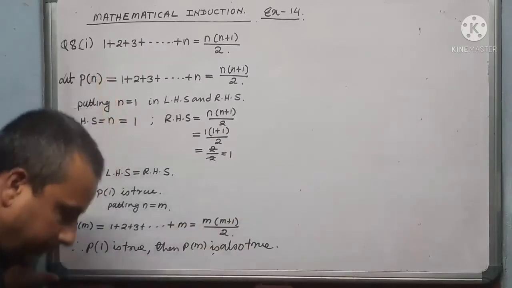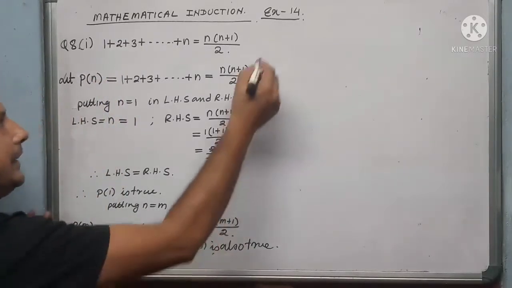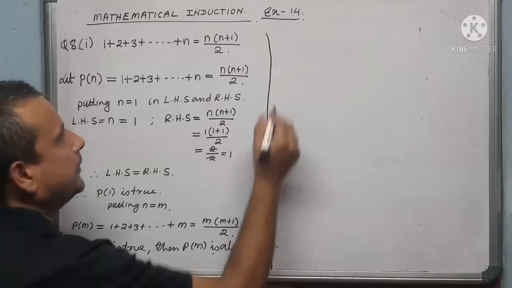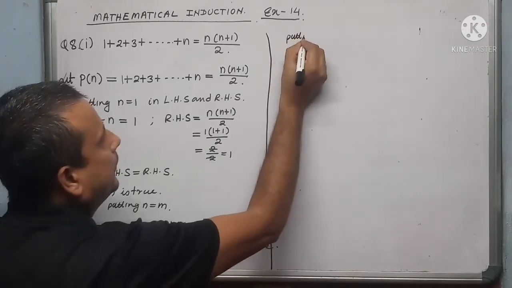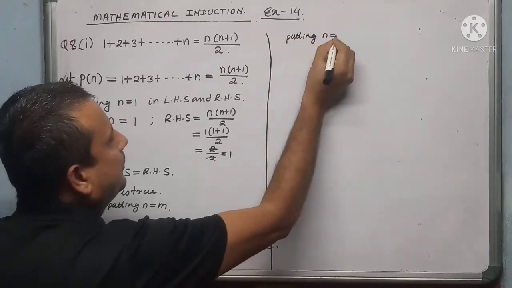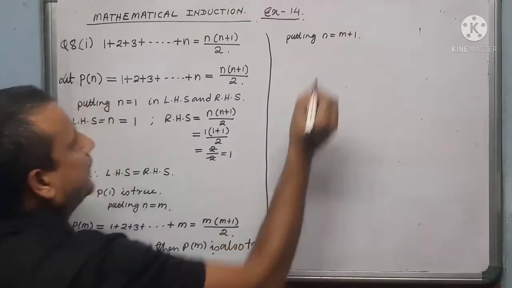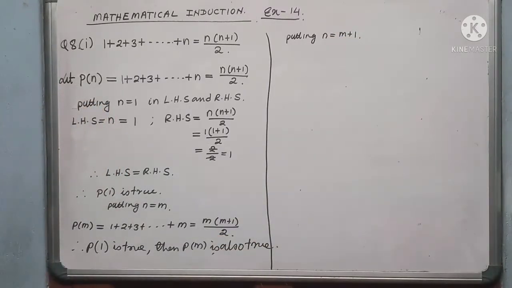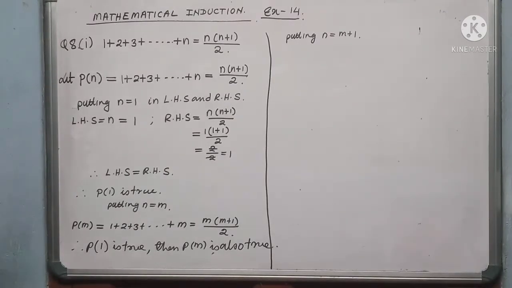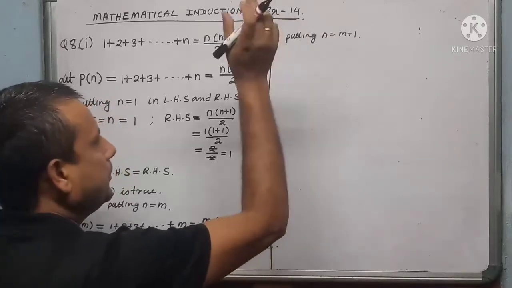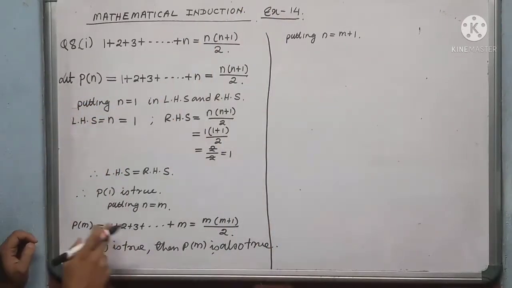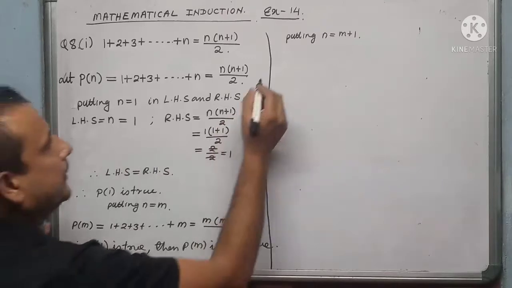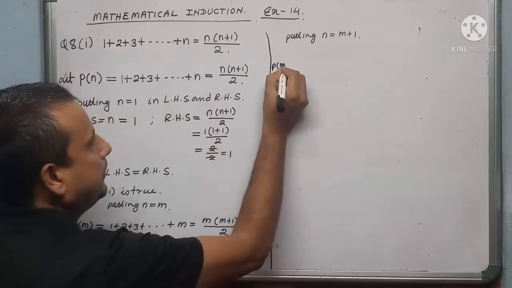The third step is very important. In the third step, you have to put n equals m plus 1. There is a method to write the series, and you have to follow it. Dear student, don't get confused with the series. Putting n equals m plus 1, just try to understand. First of all, I'll write this entire equation starting with Pm plus 1.